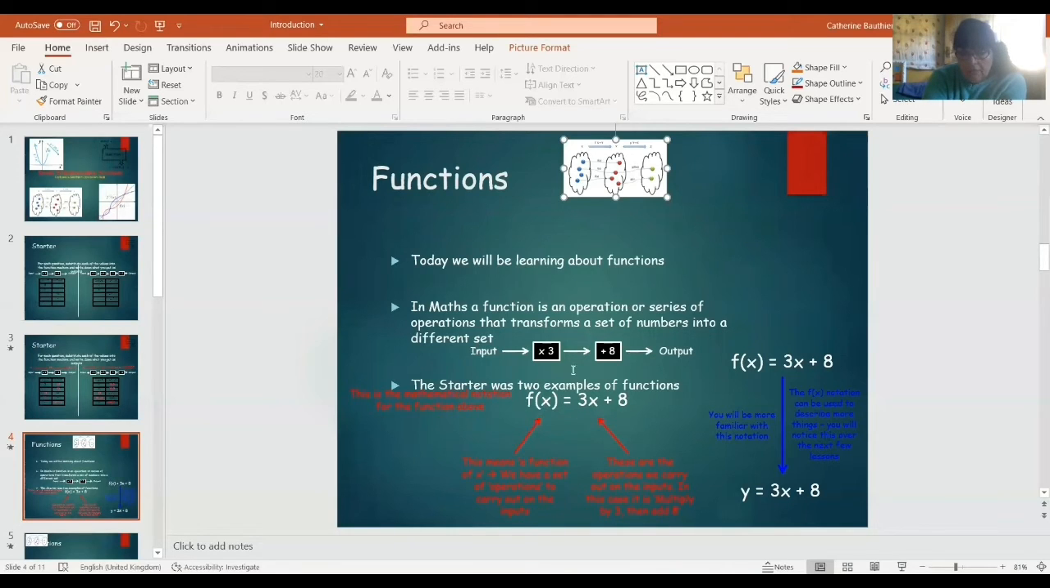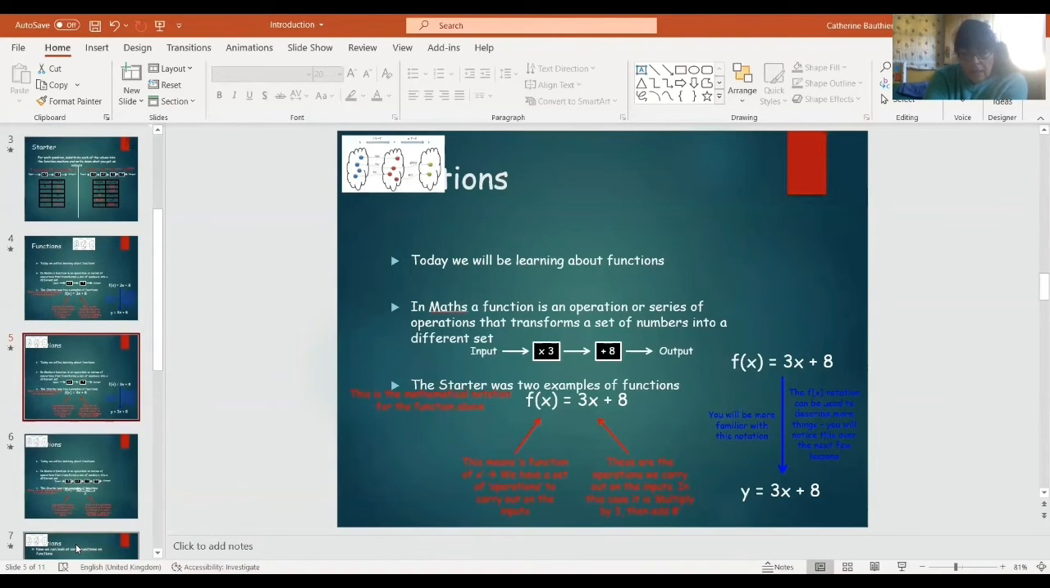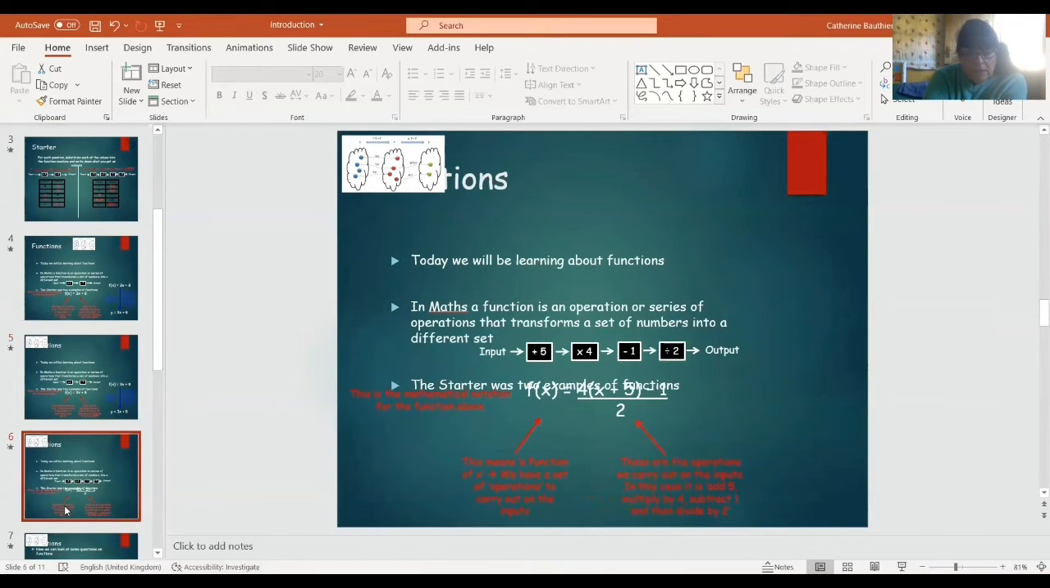So, f of x means a function of x, okay? And 3x plus 8, these are operations that you carry out on the inputs. In this case, we multiply by 3 and add 8, okay? And then here they explain in blue, well, I explain in blue what the next one is doing. Okay, so going to the next one.